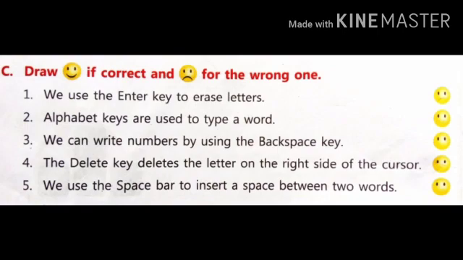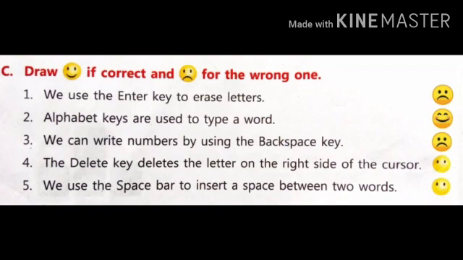C number. Draw a smiley if correct and a sad face for the wrong one. 1 number. We use the enter key to erase letters. The answer is wrong. 2 number. Alphabet keys are used to type a word. Yes. So the answer is correct. 3 number. We can write numbers by using the backspace key. The answer is wrong. We cannot write numbers by using the backspace key.